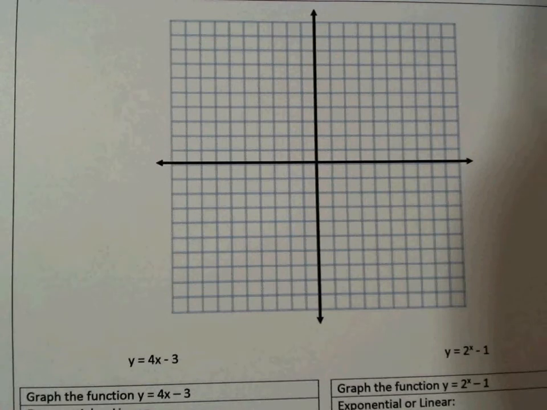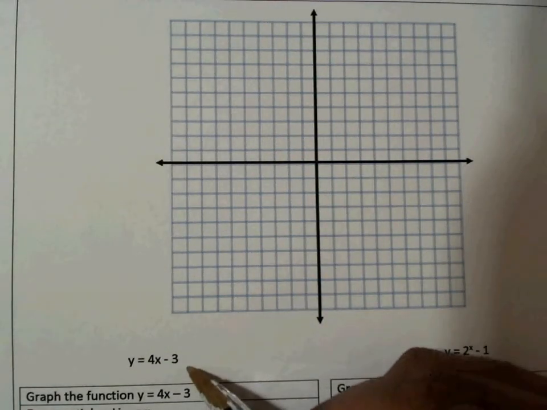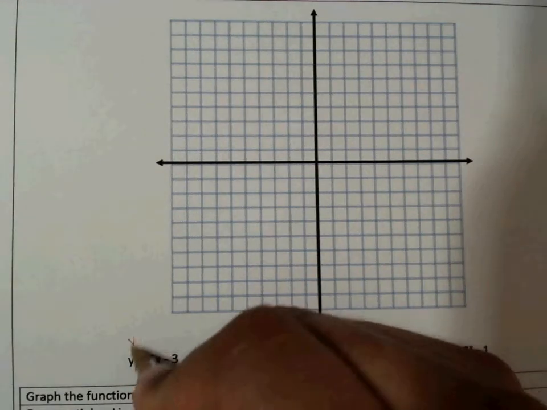Alright, this is the last question on the Unit 2 Mid-Study Guide. I'm going to graph it first and then we'll answer the questions below. So the first function we have is y is equal to 4x minus 3. Again, this is slope-intercept form.